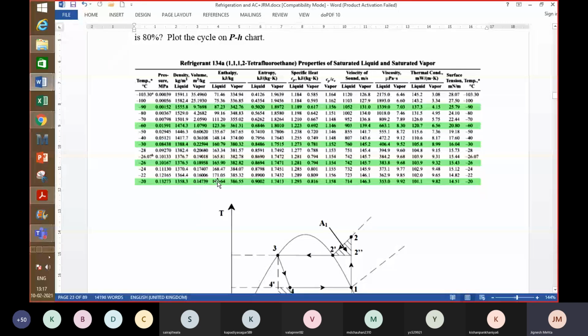We are interested, first thing, in enthalpy, and we are talking about this state 1, which is saturated vapor. So you are going to take this number from here, 386.55, right? 386.55 is the saturated vapor enthalpy in kilojoule per kg. So that is h1. Okay.